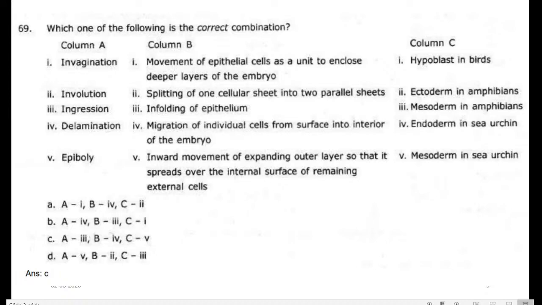In this process, we can visualize the morphogenetic process. It's helpful to understand all of this about the invagination process.